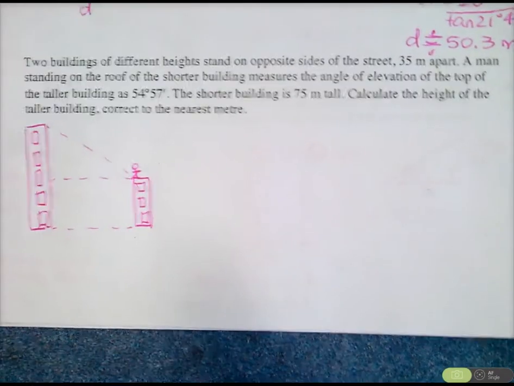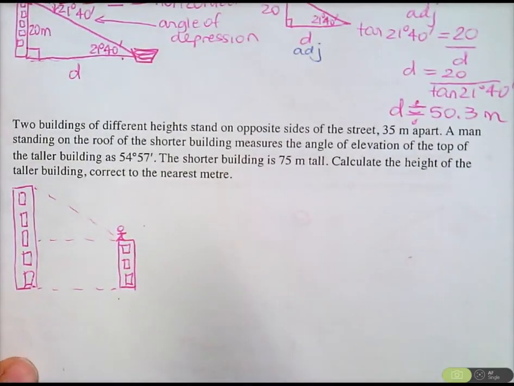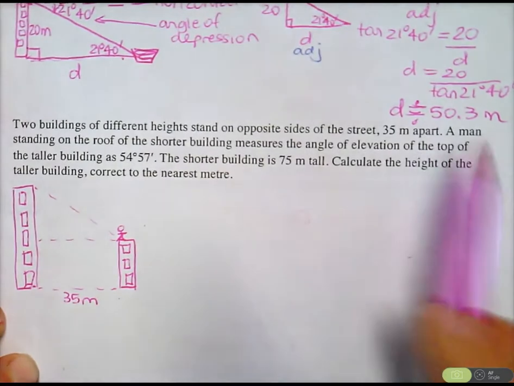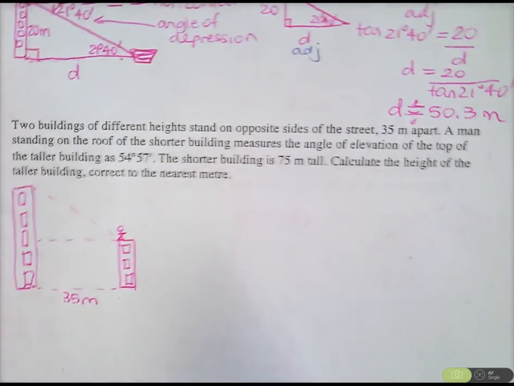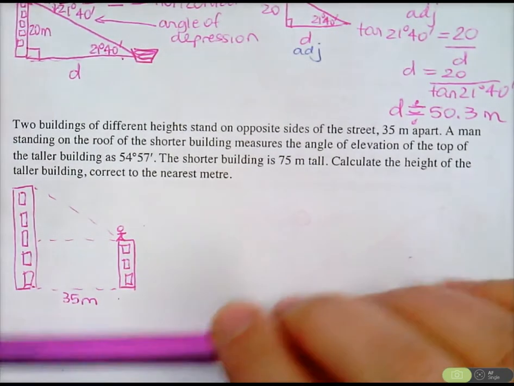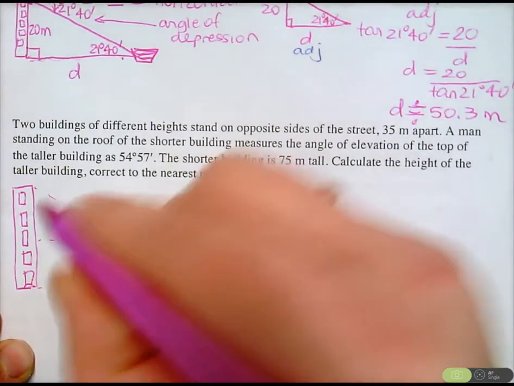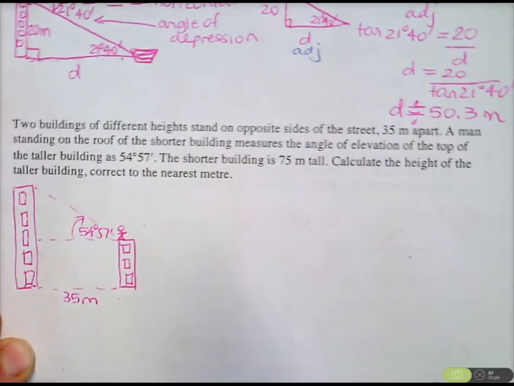Two buildings of different heights stand on opposite sides of the street, 35 metres apart. Where do I put 35? I can put it there. A man standing on the roof of the shorter building, don't worry about the height of the man at the moment. Later we'll do some questions like that where we take that into account, observes the angle of elevation of the top of the taller building as 54 degrees 57 minutes. We walk around with our head straight and then he's going to look up. So which is the angle? Just this one, 54 degrees 57 minutes. That's the angle of elevation looking up.